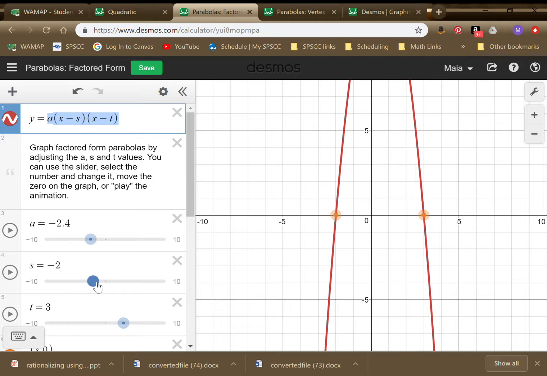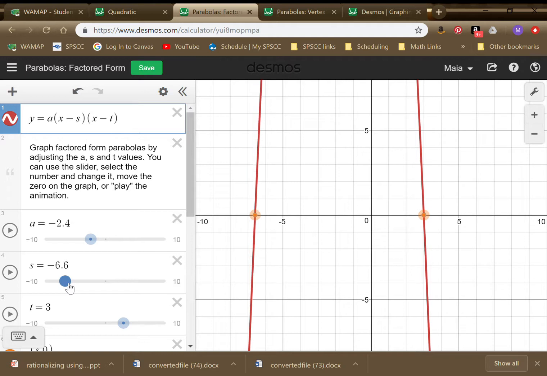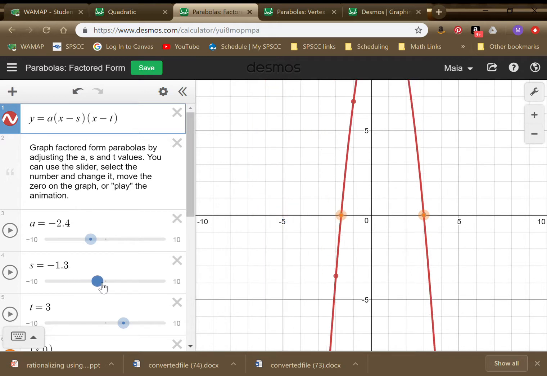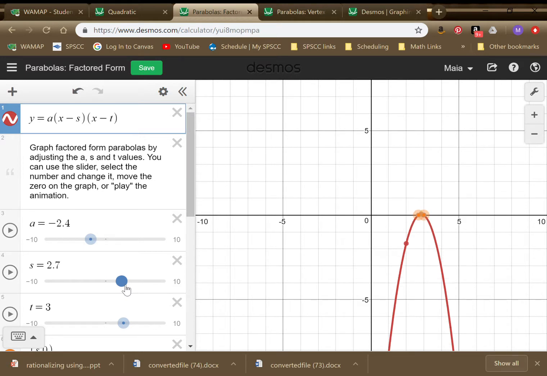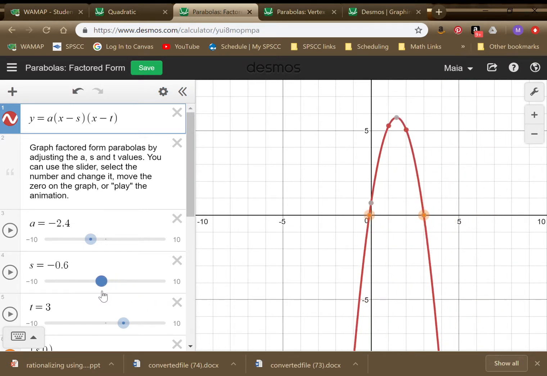So if s is negative 2, that's what we're looking at right now. If s gets more negative, we're moving one part of the graph to the left. And if it gets less negative, this one's interesting, right at 3, and then bigger than 3, what we're doing is we're moving one of the x-intercepts. So what's valuable in factored form is it's really easy to spot what your x-intercepts are. So s tells us where one of the x-intercepts is. Right now, s is 0. We cross the axis at x equals 0.